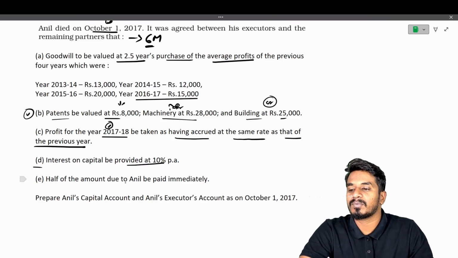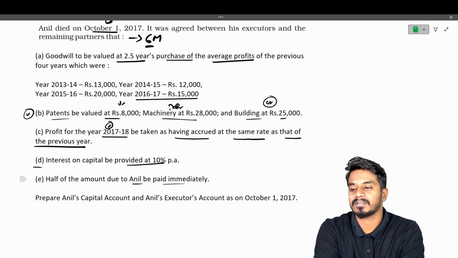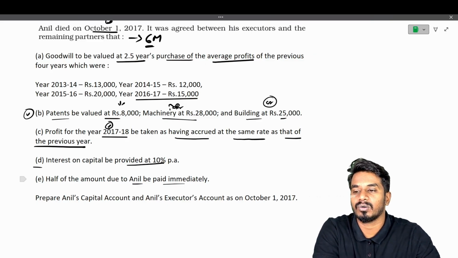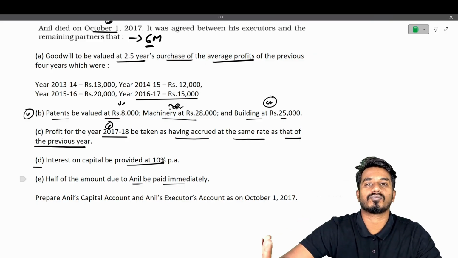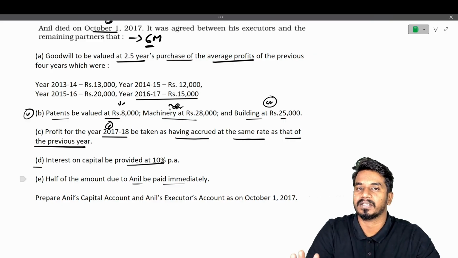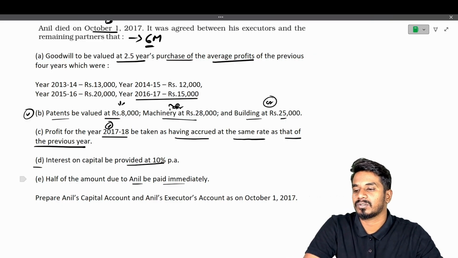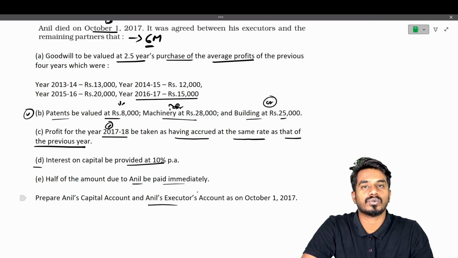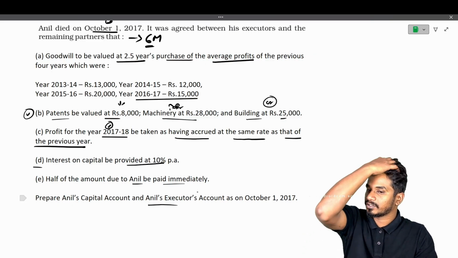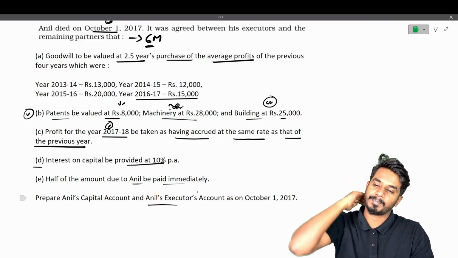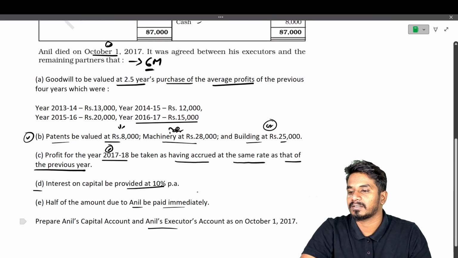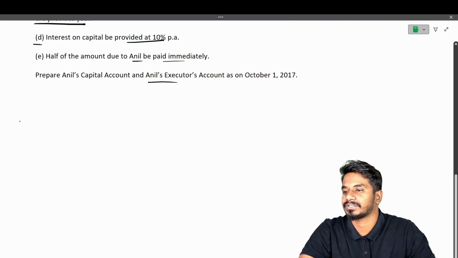Half of the amount due to Anil is to be paid immediately, which means whatever balance is there in the partner's capital account, out of that they are paying half of the amount and the other half they are not paying yet. Fine, understood. You have to prepare Anil's capital account and Anil's executor's account. Let us prepare the revaluation account first. That is the thing we will create first.